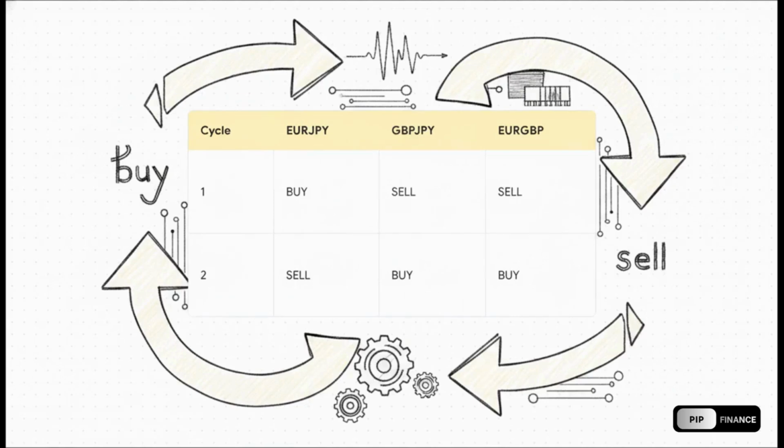The hidden logic behind this machine is just fascinating. The algorithm strictly follows the two cycles you see mapped out here. If it buys the euro against the yen, it simultaneously sells the pound against the yen and sells the euro against the pound. It essentially creates a perfectly closed loop to completely mitigate risk. No human emotion, no panic selling, just flawless mathematical architecture.